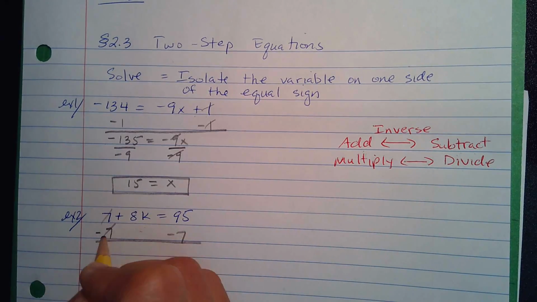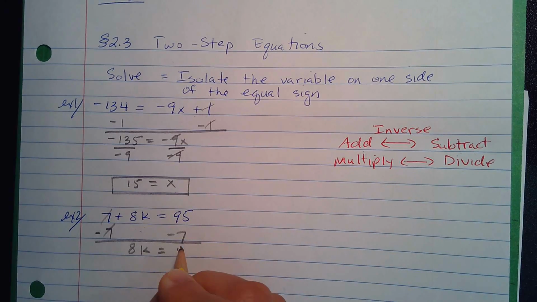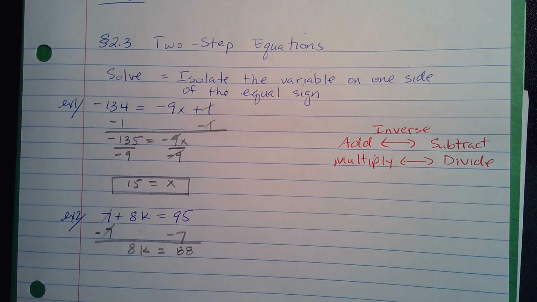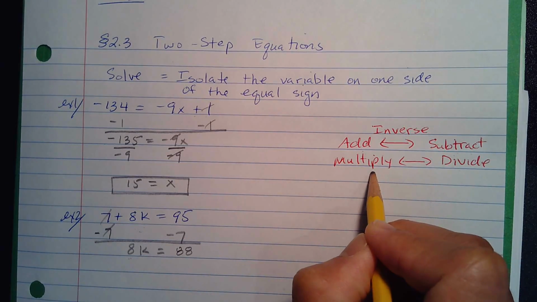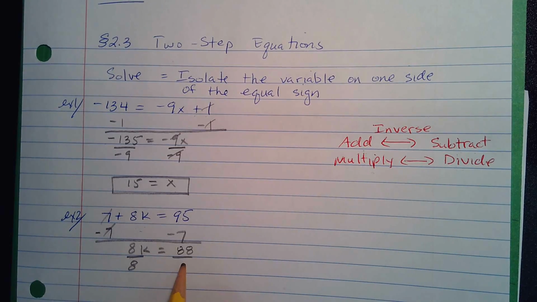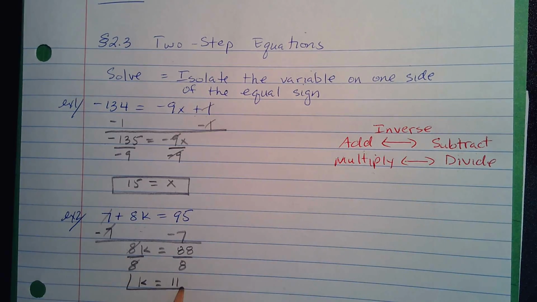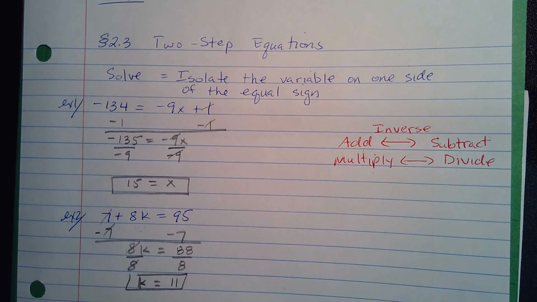7 minus 7 is 0. We have 8k equals 88. Now this is 8 times k, so the inverse of multiplying is dividing. When we do the inverse, it's either going to be 1 or 0. 8 divided by 8 is now 1. K equals 11. We are finished because k is now isolated.